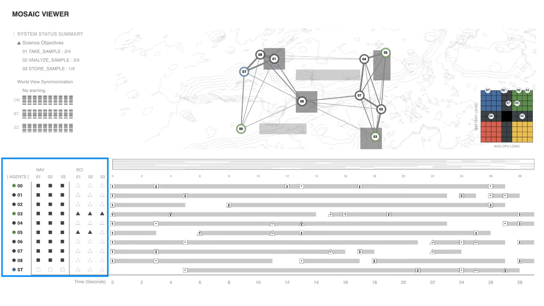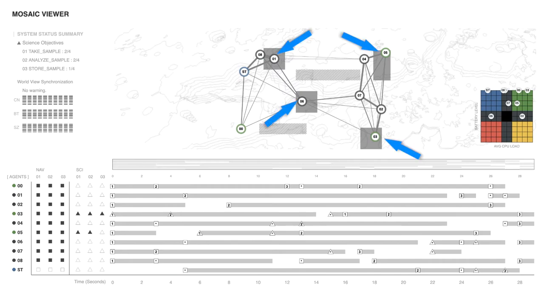The filled-in squares in the nav column indicate that the robots have accomplished their mandatory navigation task. From the graph, the operator sees that robots 1, 3, 5, and 6 are in science zones, as indicated with the dark gray rectangles, where the robots are expected to accomplish 3 science tasks. However, the science column shows that robot 3 is the only robot that accomplished its 3 science tasks, while robot 5 has only accomplished 2.